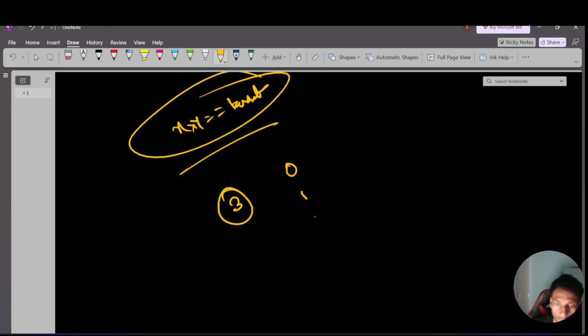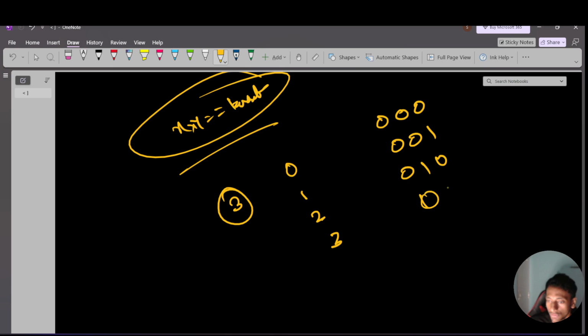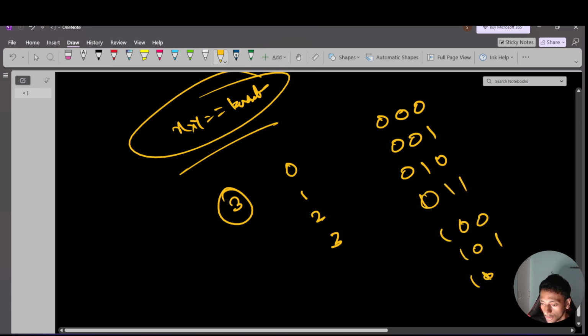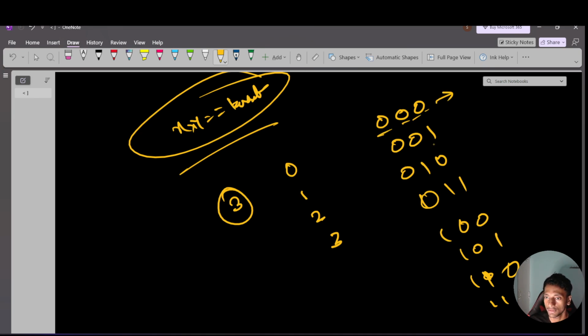This is 0, 1, 2, 3, which means this is 0, 0, 0, then 0, 0, 1, 0, 1, 0, 0, 1, 1, then 1, 0, 0, 1, 0, 1, 1, 1, 0, then 1, 1, 1. That means no number is selected, because no bit is 1. Similarly, there is no number, so the product will be 1. Similarly for this, only this number is present in the subset, so x will be the only one present. Here only y is present.